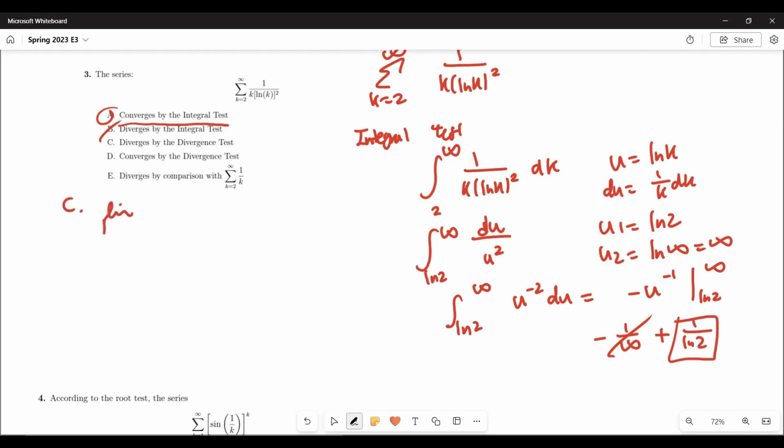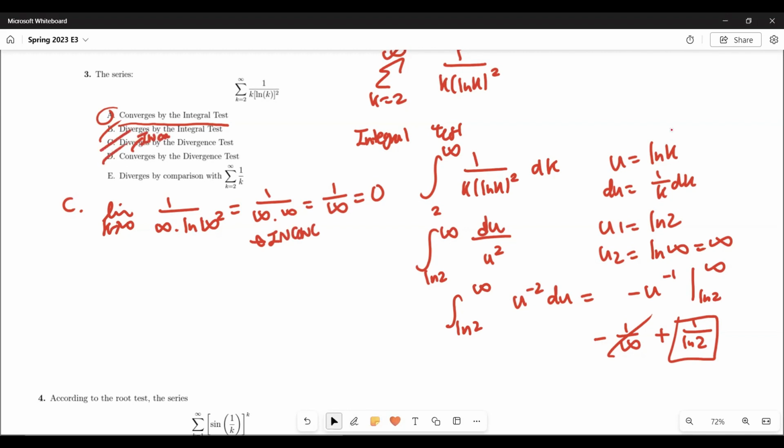So if you plug in limit k goes to infinity, 1 over infinity times ln infinity squared, which is 1 over infinity. So this is just literally going to be 1 over infinity times ln infinity, which is just infinity, right? So it's 1 over infinity and equals 0. So if you get the limit goes to 0, then it's inconclusive. So you can't say anything about the divergence test. So C is not right. So D is also not right.